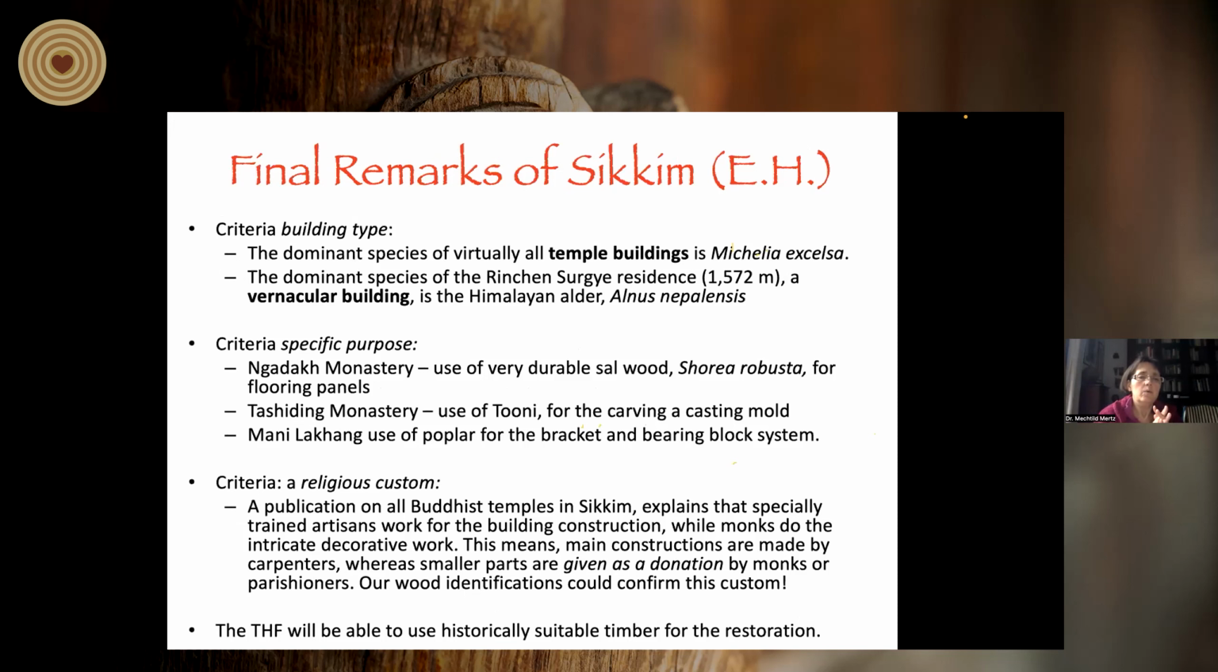And another was durability: sal wood, a durable wood, was used for flooring. And also for the monastery Tashiding, they used a kind of magnolia for carving a little casting mold. And then religious custom is another criterion. And yes, I don't want to go deeper into it.